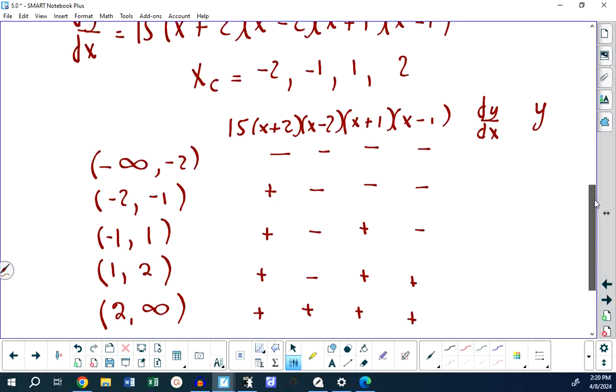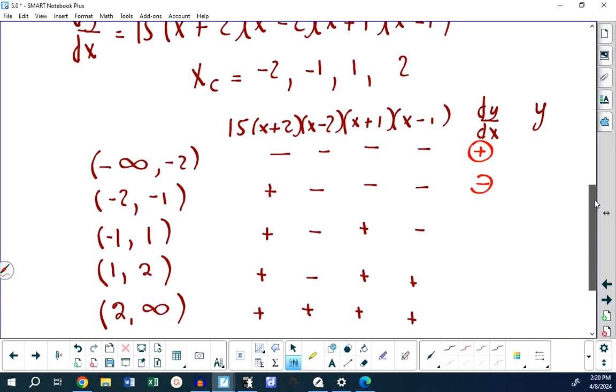So I want to double check my work here. X plus 2 switches past -2. X minus 2 switches as we pass positive 2. X plus 1 flips when we cross -1. And x minus 1 flips across positive 1. It looks okay. So when we multiply across the top, the first row has 4 negatives. Negative times negative times negative times negative is positive. I use a different color to distinguish it, but you can circle it.